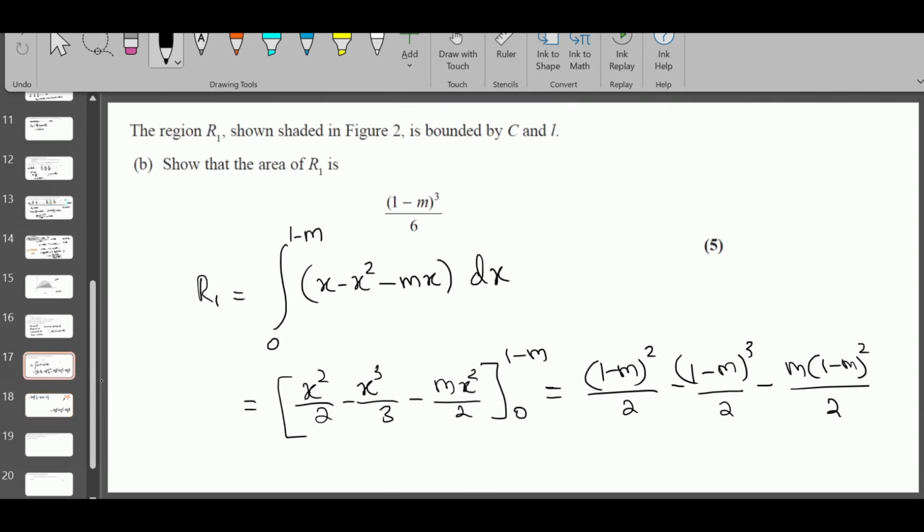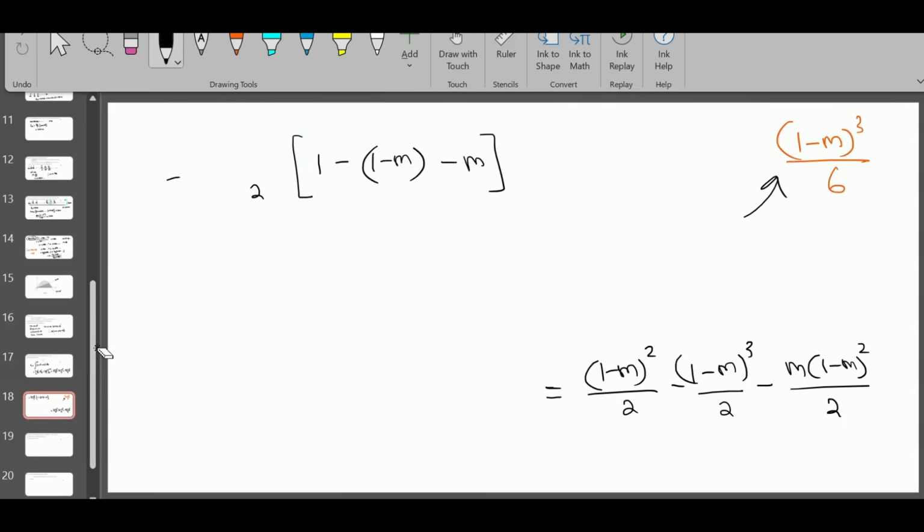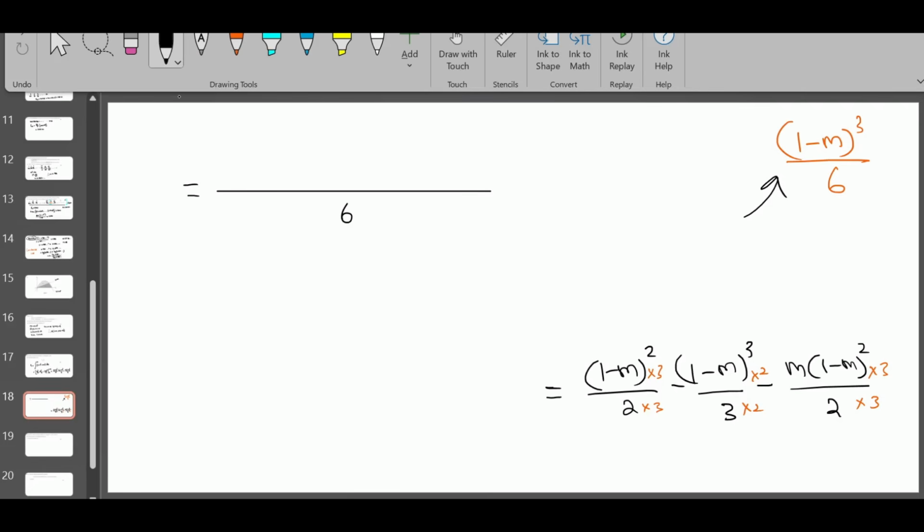The second term was 3, right? Not 2, it was 3. So, sorry, this denominator was 3 actually. So we can multiply this by 3, this by 2, this by 3, and we'll get a common denominator 6. We'll keep it as it is. The numerator, you have 3 times 1 minus m whole square minus 2 times 1 minus m whole cube minus 3m times 1 minus m whole square.